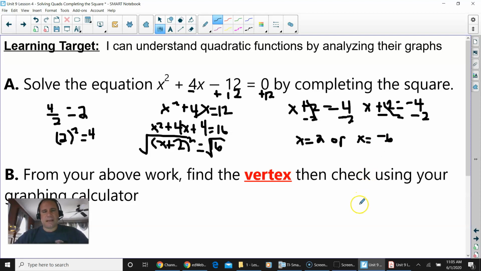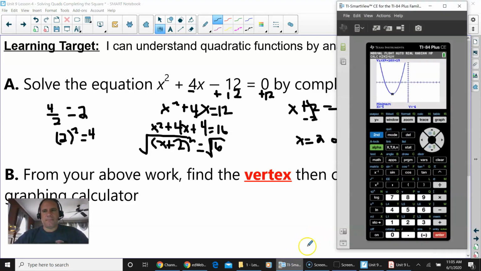What we're going to do right now is just make sure that those two roots are correct. So I'm going to check it in the calculator. And this is what you should do pretty much all the time, especially on a big test.